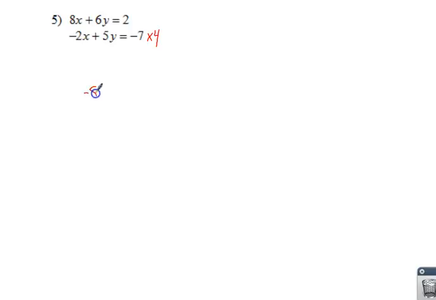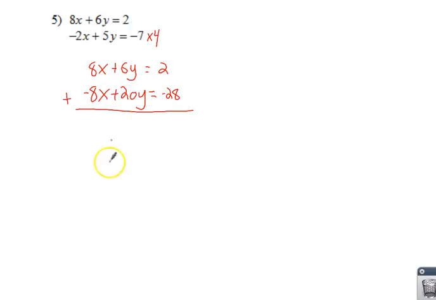If I multiply this bottom equation by a 4 here, then I know I've got negative 8x and 20y. That equals negative 28. Why in the world would I do that and leave the top equation alone? Look at my x's now. They differ only in sign, so what I can do is add them together. 8x plus a negative 8x, x's go away. 6y plus a 20y, 26y. 2 plus a negative 28 is negative 26. Divide by a 26, I get y equaling negative 1.